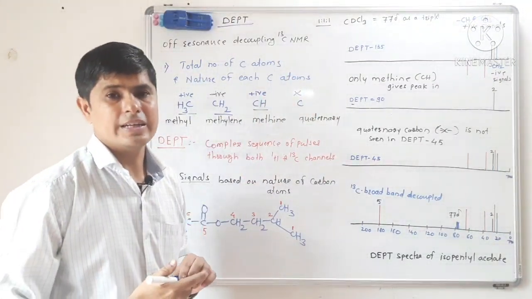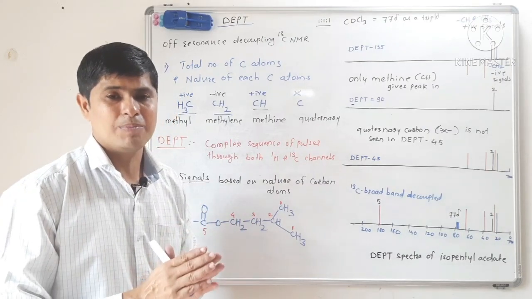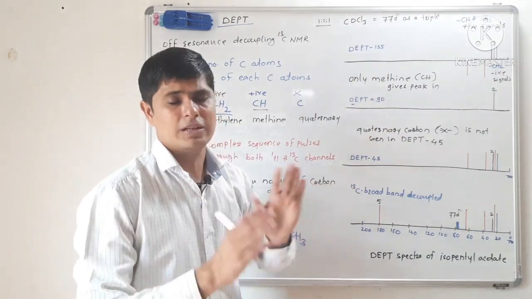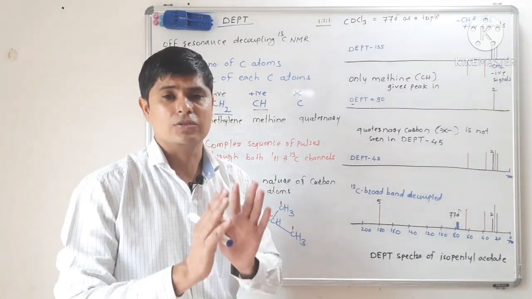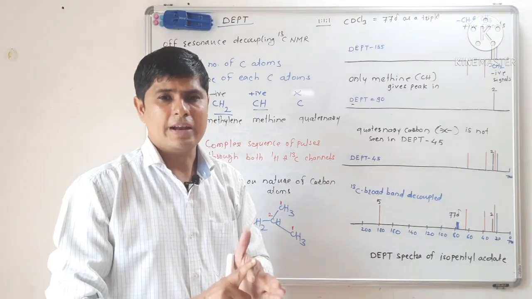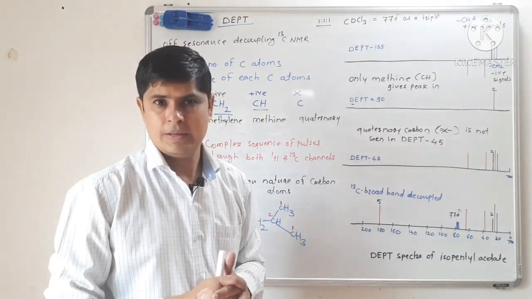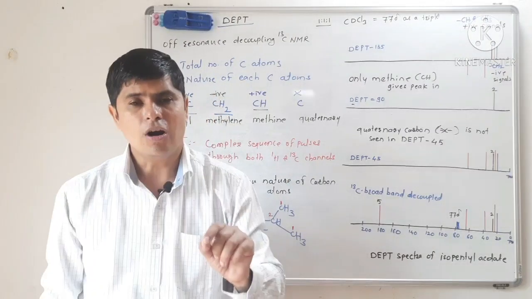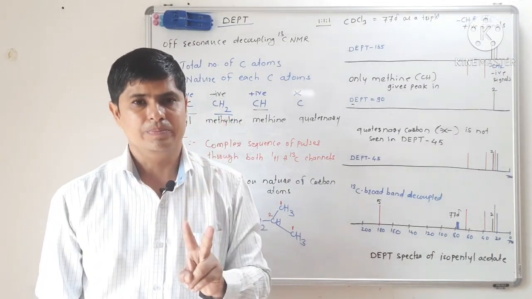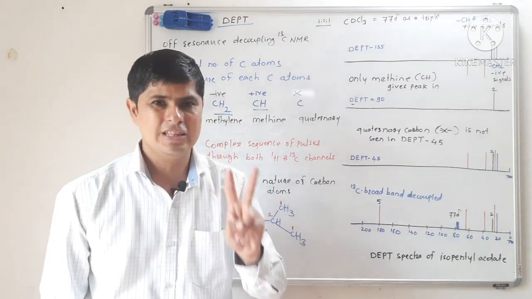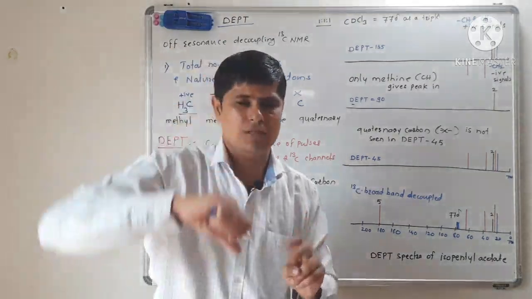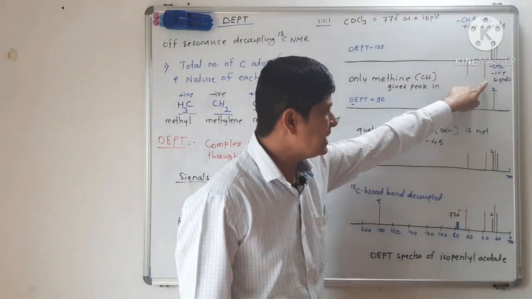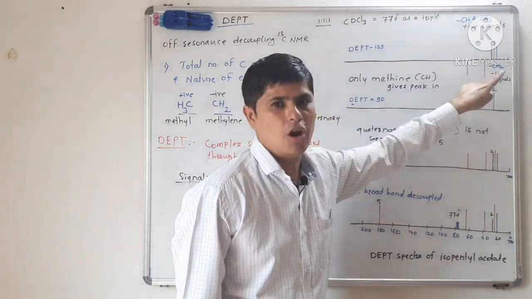We cannot see quaternary carbon, or I may say quaternary carbon is absent in depth 45, depth 90 and depth 135. Is that clear? So we will get a negative signal only for those carbons that bear 2 hydrogens. That means all the CH2 carbons will give a negative signal. So we can easily point out that these two signals are for the CH2 of the structure.